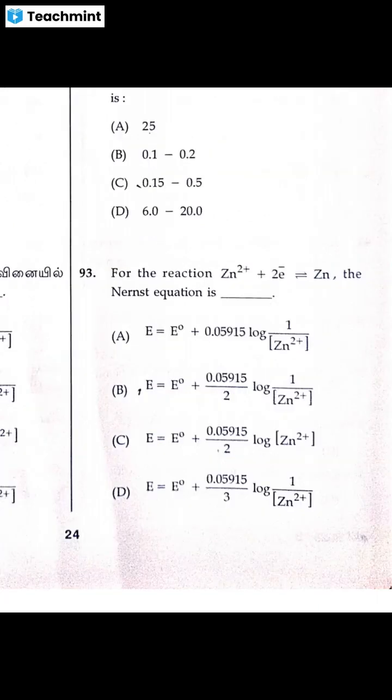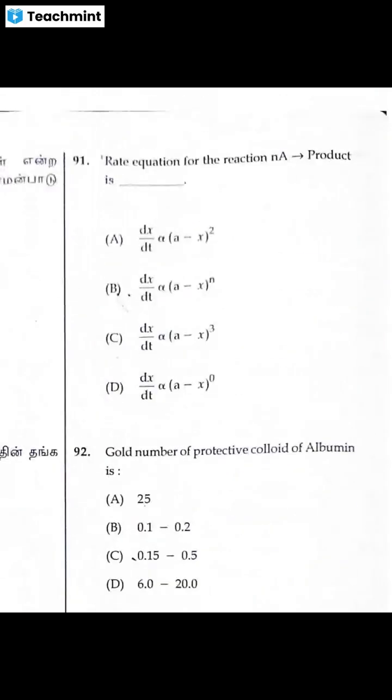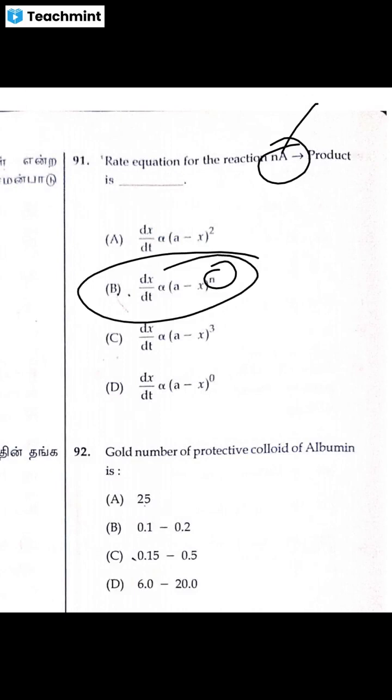Next one, the rate of the reaction, then n, number of... so the nth order. The nth order is directly there. That is why this is my nth order. Okay, this is option B.